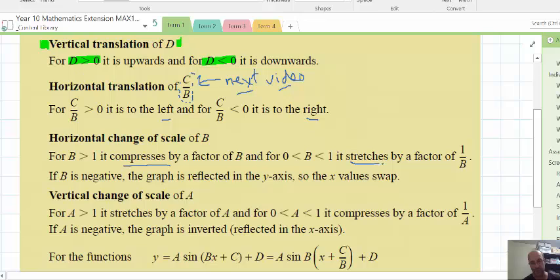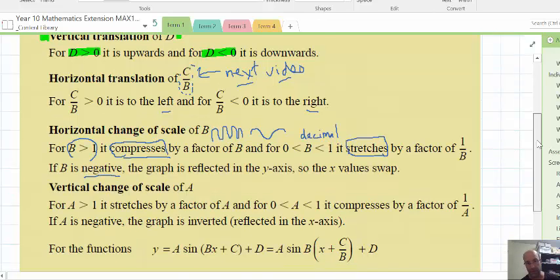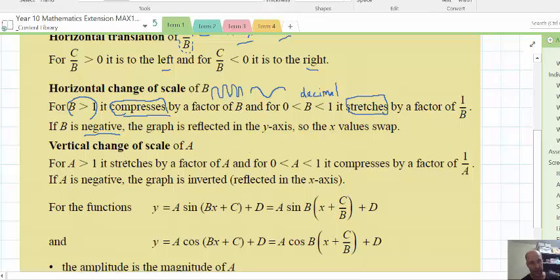B is a horizontal change of scale. Basically that means it compresses it horizontally or stretches it horizontally. So that's if it's a decimal value between 0 and 1, that will stretch it, and it'll compress it if B is greater than 1. So it might be a bit opposite to what you think, but when B gets bigger than 1 it compresses the graph, so you've got something like that all close together instead of something like that. And if it's negative it's reflected, as we saw, even though that's kind of rare.